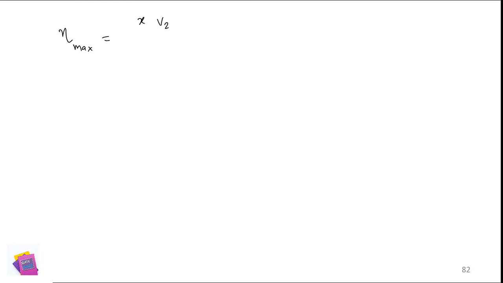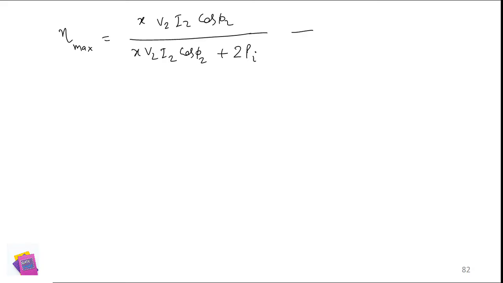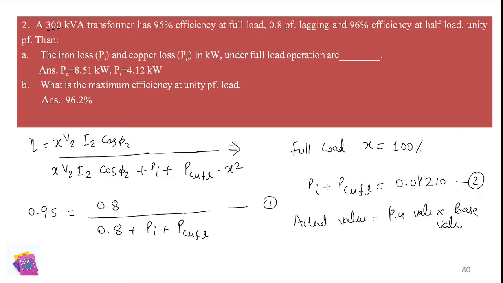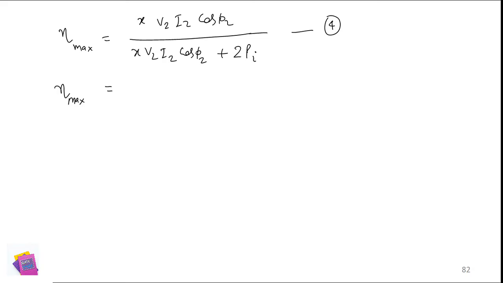Eta max equals x V2 I2 cos phi 2 divided by x V2 I2 cos phi 2 plus, this is the load PF actually, 2 PI. Because at maximum efficiency, iron loss equals full load copper loss, that's why I am writing here 2 PI. This is the formula to find out the maximum efficiency. So you have to calculate the maximum efficiency at unity PF load, and this is the formula.